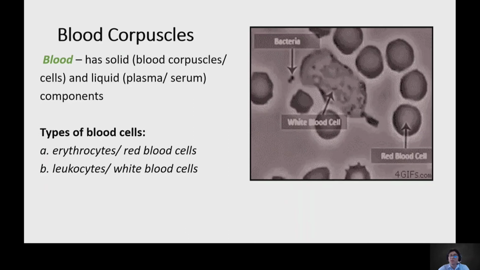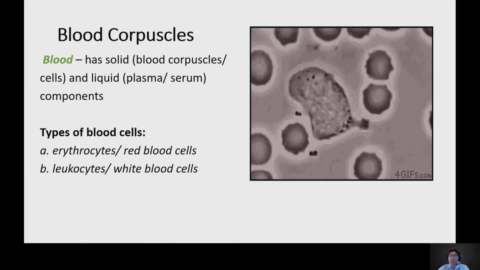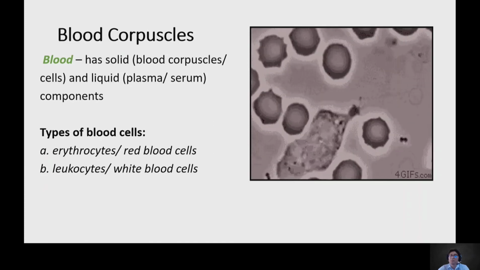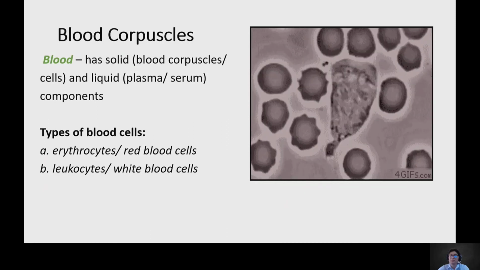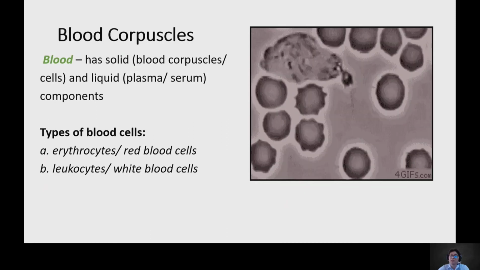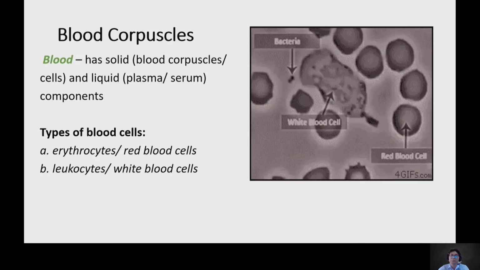In this image, we can see the white blood cell attacking the bacteria, and the surrounding circles are the red blood cells. Red blood cells are biconcave discs which contain oxygen, and white blood cells are soldiers of the body, in other terms, fighting infections.